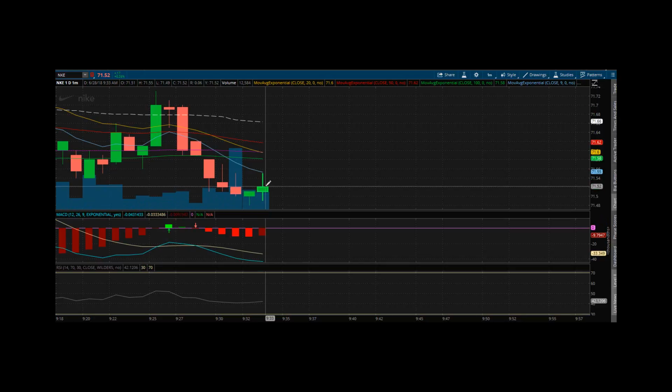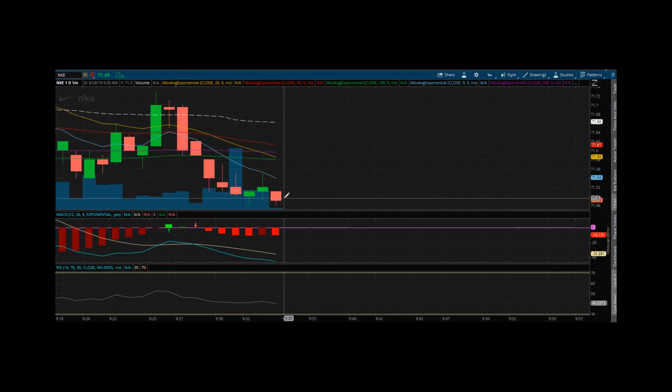And let's watch this candlestick right here, see what it does. Okay, so right now it's trying to figure out which way it wants to go. The bulls are pretty much wanting to take it over, as you can see right here. So let's see what this one does.